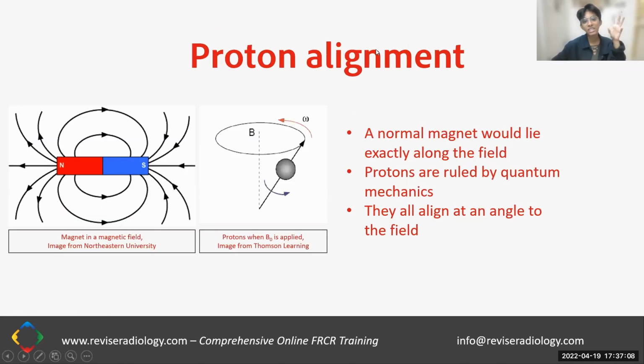So let's look at a few finer details of what's happening. If you've played with magnets and applied magnetic fields to magnets, you'll know that the magnets that we can hold in our hands will align exactly along the magnetic field. However, protons are particles ruled by quantum mechanics. So that's why you get weird phenomena, like some protons aligning with the field, some protons aligning against the field. Another thing to note here is that when we say protons align with the field, they align at an angle to the field. And these are all quantum mechanical phenomena. In order to understand why that happens, we'd have to go much deeper into quantum mechanics than is necessary.